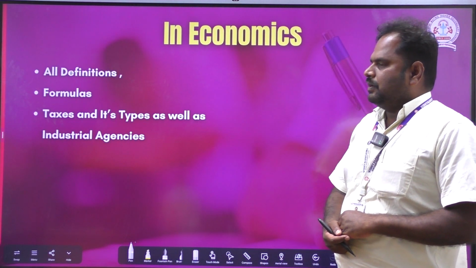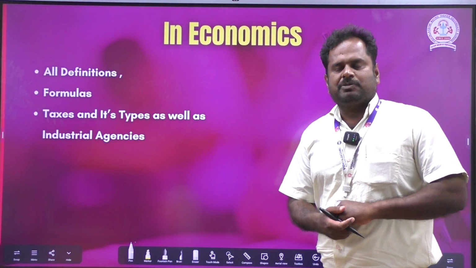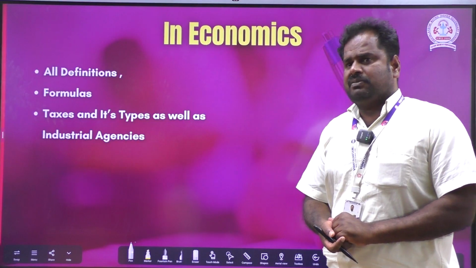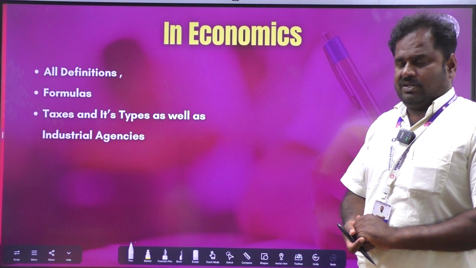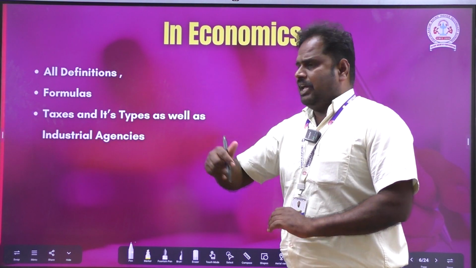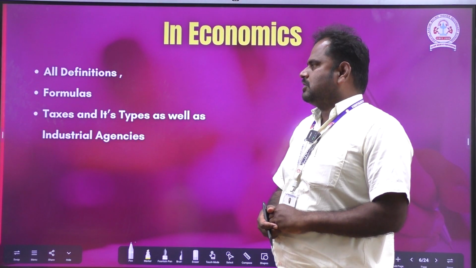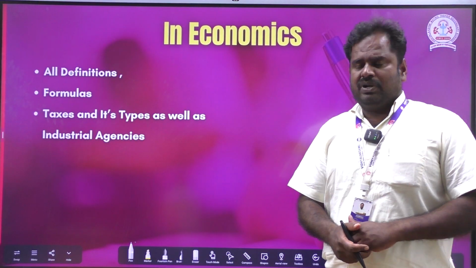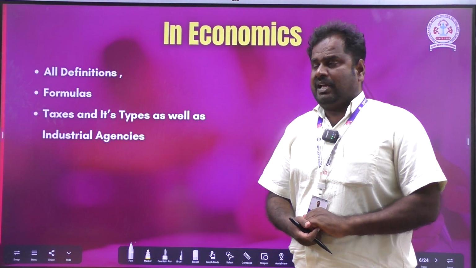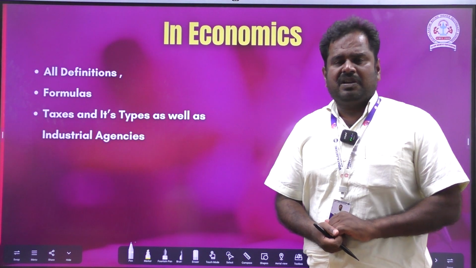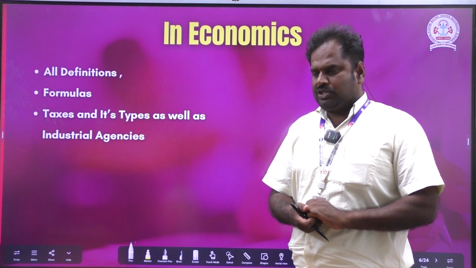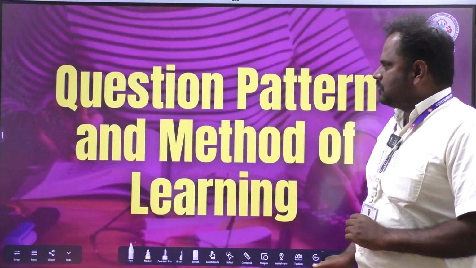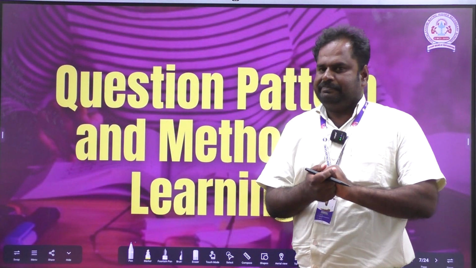Economics concerns. So many definitions are there, especially for gross national product, gross domestic product, per capita income, food security, etc. And the first lesson has many formulas. Then the fourth lesson has taxes and its types and importance. And the fifth lesson has industrial agencies and their major role in industrial development. So all must focus on these topics. If you focus on these topics, surely you can get Centum.